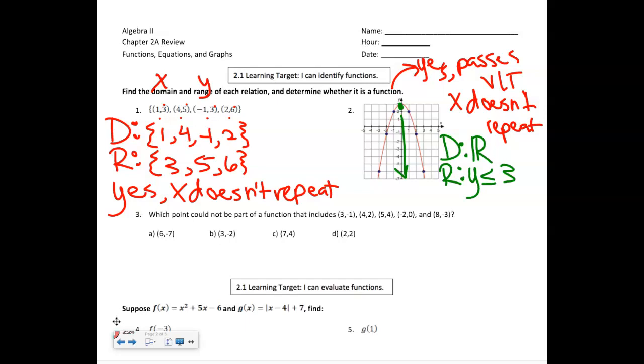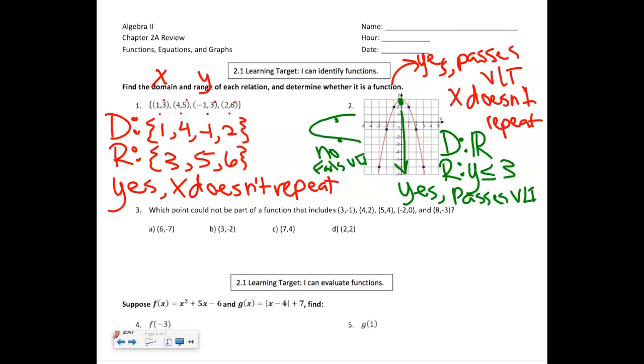Okay. And now if I look at this parabola and I put vertical lines through everything, I see it doesn't hit anywhere more than once. We're going to say yes, passes VLT. Okay. If it was a U on its side, for example, if I drew a vertical line, it would hit twice. So this one would be a no, it fails VLT. Just so you guys can see the difference between those two.